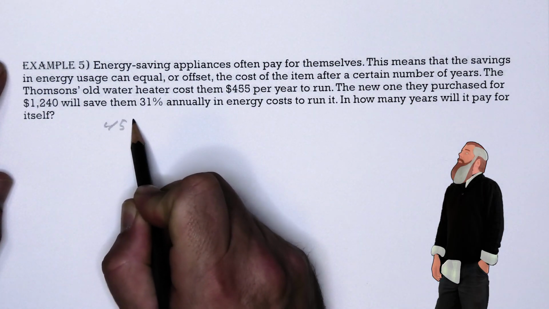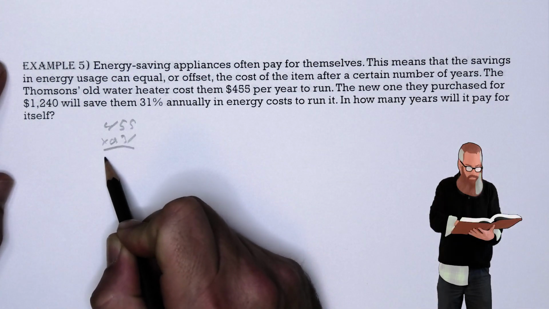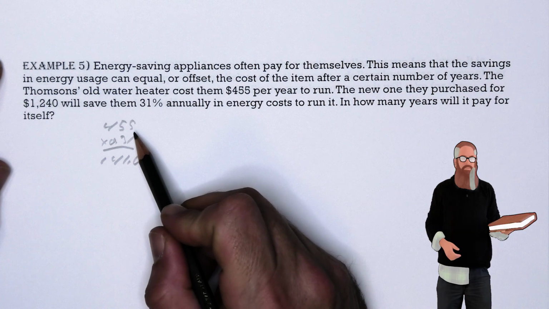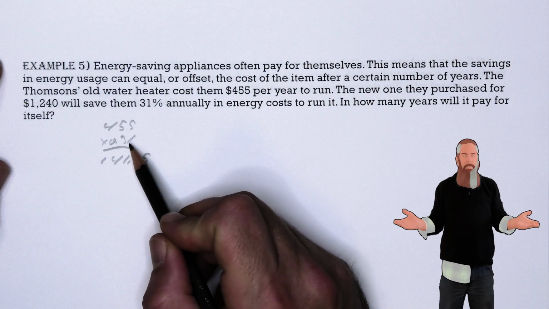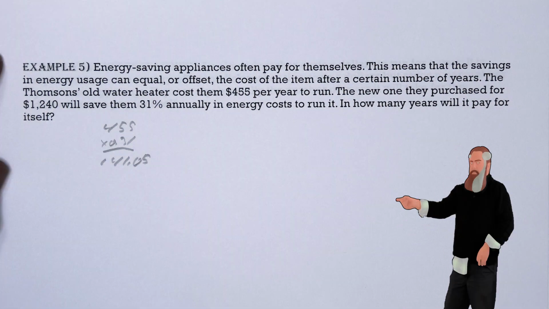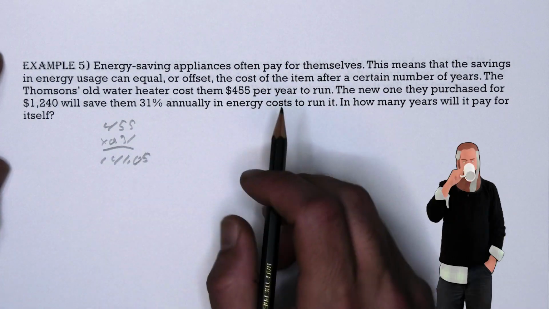So 455 times 0.31 will give us $141.05. Now we need to divide the cost of the new appliance by the annual savings of energy.